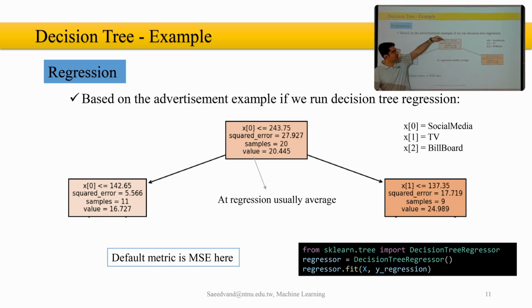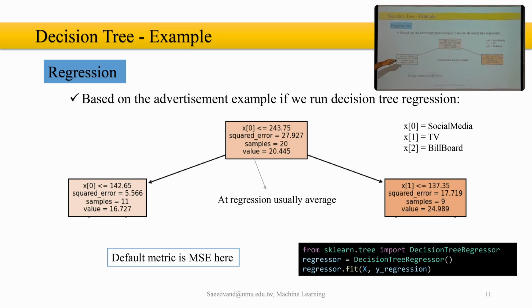And the chosen feature to split is x0, social media, and the value 243. If you apply this chosen split, what happens? We have data that are smaller than this value and data that are bigger than this value. The bigger ones go to the right, smaller ones go to the left. If we look at the right node, the number of samples is 9 here. And if you look at this left side, the number of samples is 11.